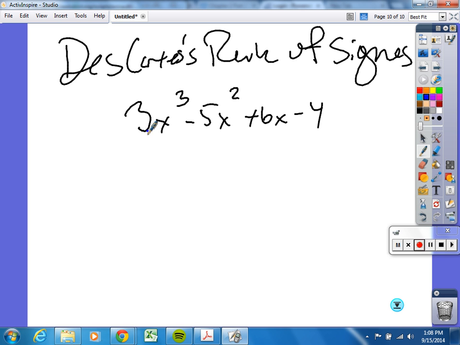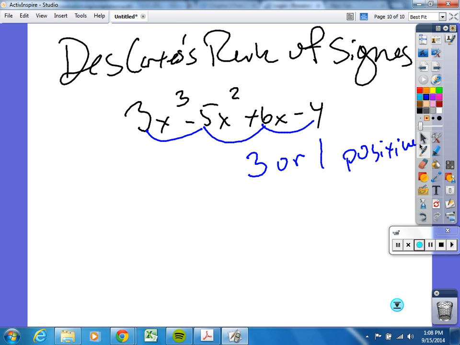Is this a sign change? From positive to a negative? Yep, so that's one sign change. How about from -5 to 6? Yep. That's another sign change. How about from 6 to -4? Yep. So we have 3 or 1 positive zero.